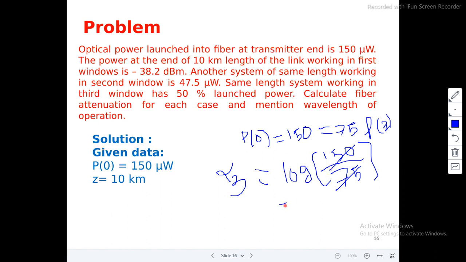So you also calculate the logarithmic of 2. What is the log value of 2? The value of log of 2 is 0.3010 dB per kilometer. So the unit of attenuation constant is dB per kilometer.